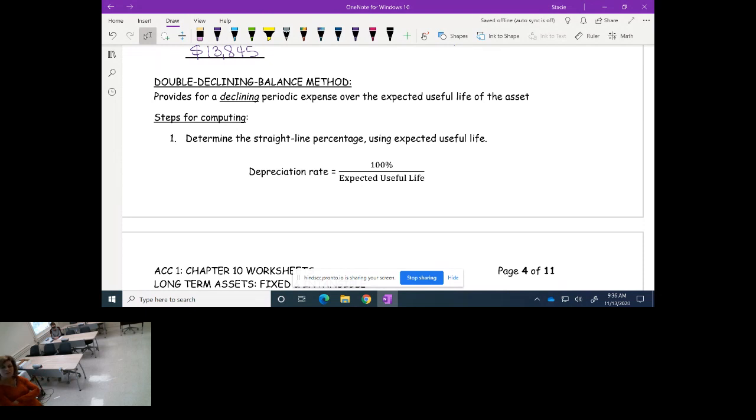All right, so double declining balance method. That provides a declining periodic expense over the expected useful life of the asset. So a greater amount of the depreciation is taken in the beginning of the asset's life when it's producing more. This is going to be close to tax methods. There are book methods, there are tax methods. A lot of times you'll see accountants use tax methods for the books just to make it simpler. But larger companies that have financial statements and also do their tax returns may have a different method they use for the financial statements and a different method for the tax returns. But this is the same thing: double declining balance is what tax methods are set up like.